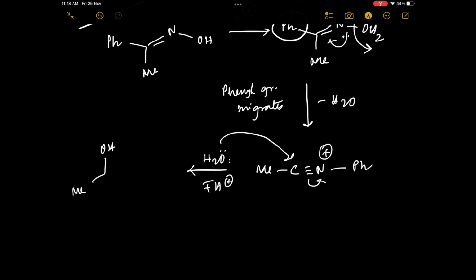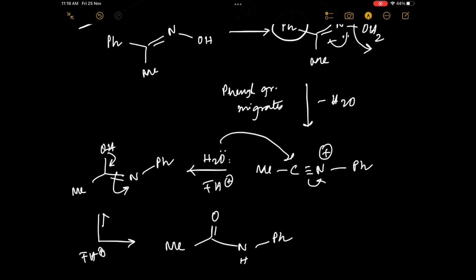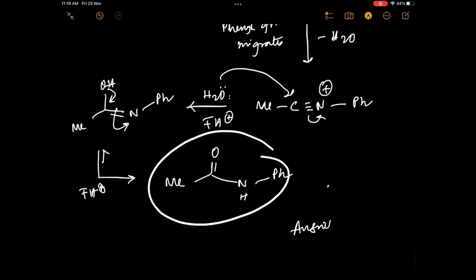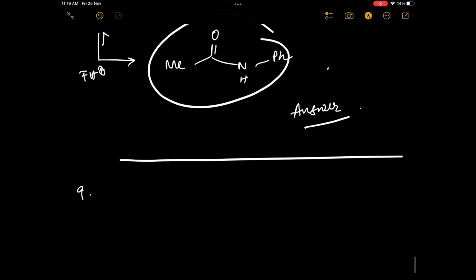After that, as you can see, MeC triple bond N plus Ph forms, where the H2O then attacks, and after that with proton exchange we get the corresponding OH-N, which again undergoes tautomerism, and this actually gives us the amide type of compound, MeCONH-Ph. So this is the answer.